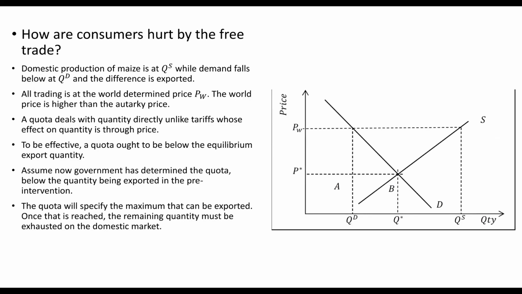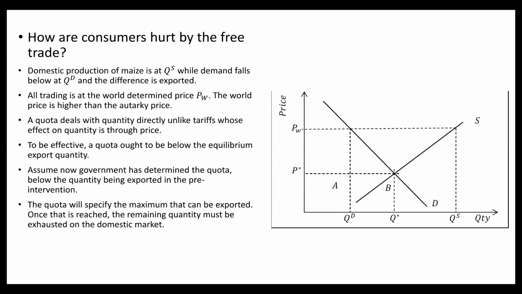Now, how are consumers hurt by free trade? The idea is now to study, are the consumers hurt by free trade? If yes, how? So the domestic production of maize is at QS, while demand falls below at QD, and the difference is exported. So QS is the domestic supply, right? And the demand is QD, really smaller than that.